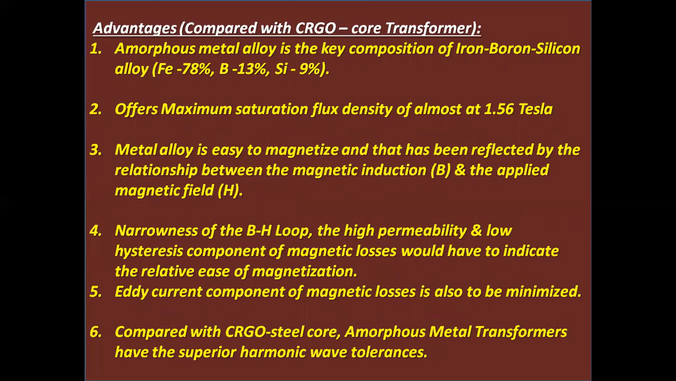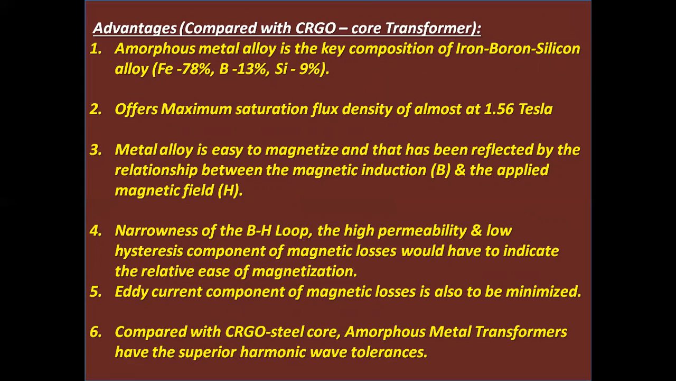Now, advantages compared with CRGO core transformer. Number 1, amorphous metal alloy is a key composition of iron, boron, silicon alloy, that is iron Fe 78%, boron B 13%, silicon 9%. Number 2, it offers a maximum saturation flux density of almost 1.56 Tesla.